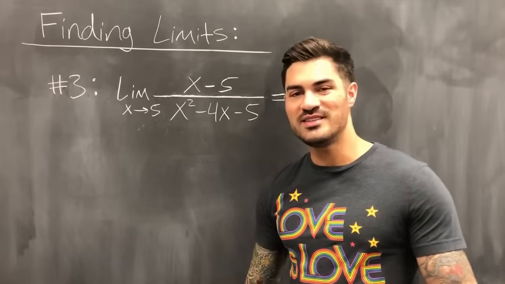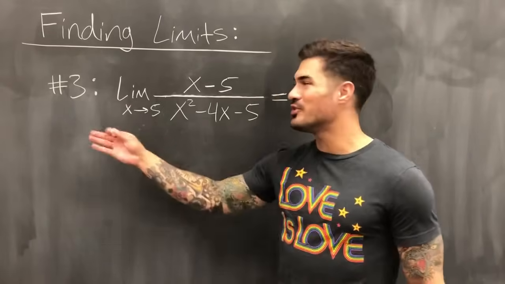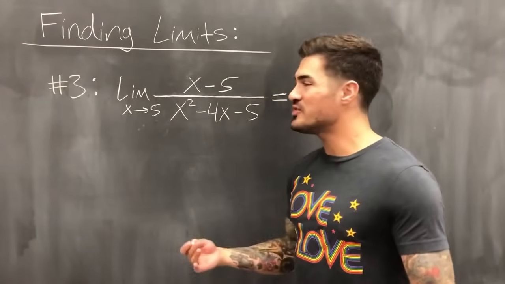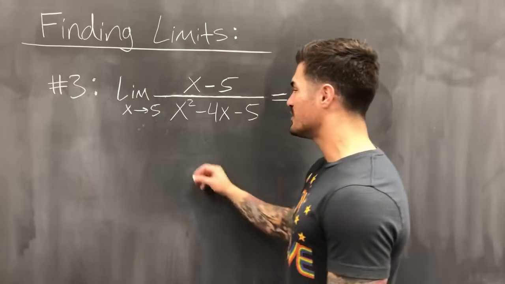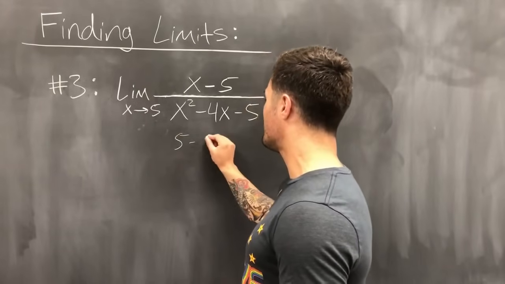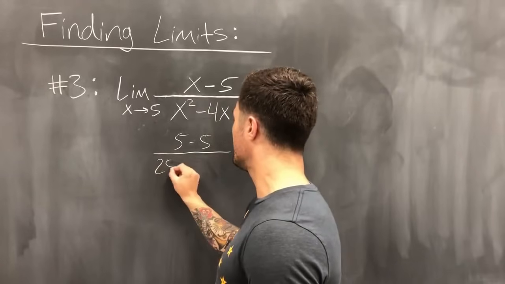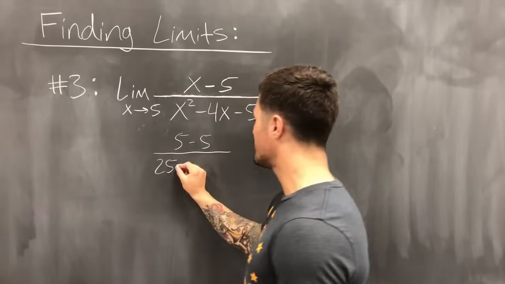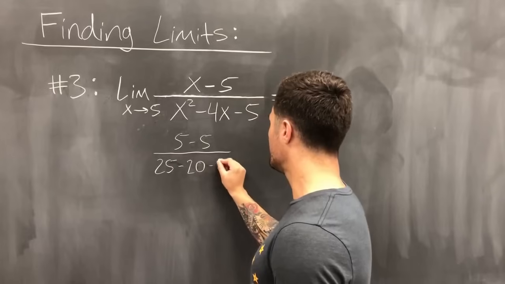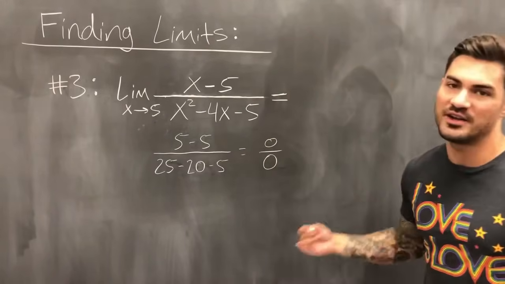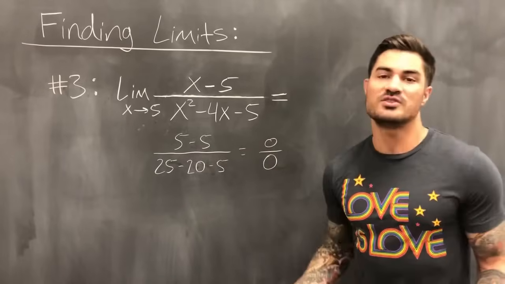All right, so now that we got the easy ones out of the way, let's go ahead and look at example number 3, the limit of this rational function as x approaches 5. So we start out the same way, plug 5 into our function and see what happens. So when we do that, we get 5 minus 5 over 5 squared, that's 25, minus 4 times 5, that's 20, minus 5, and this equals 0 over 0, which is undefined, right? So we didn't get a real number, so now what do we do?